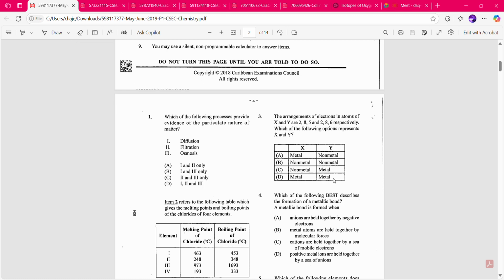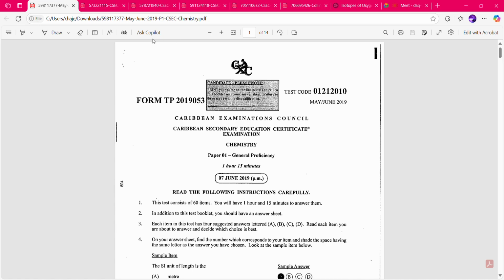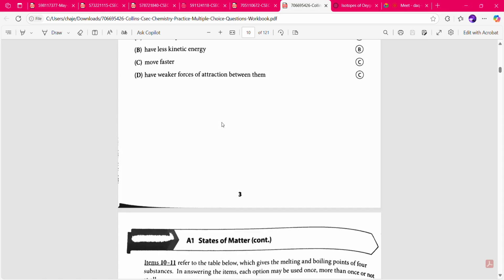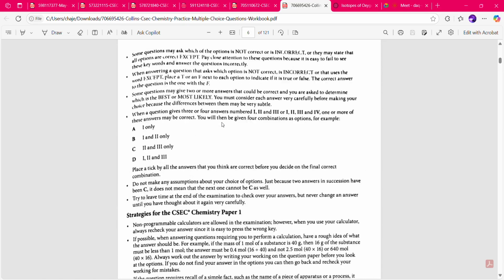So I'm gonna begin now. For this afternoon or this evening, the aim is to go through as many papers as we can. I have from 2019 to 2023, and I also have a textbook open with me. This textbook is a multiple choice textbook based on past papers.